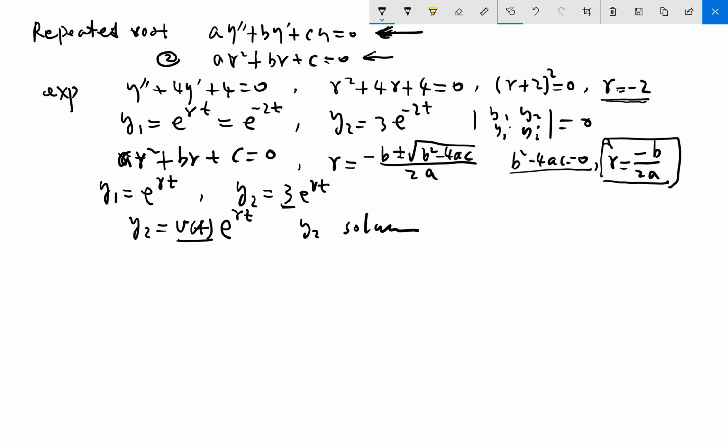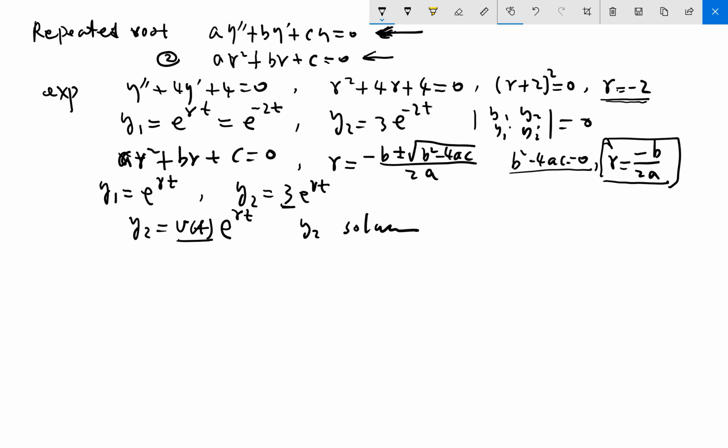We want to find out what condition v(t) must satisfy such that y2 is a solution. What do we mean by y2 being a solution? That means you put it back in equation 1, and it will satisfy the equation.